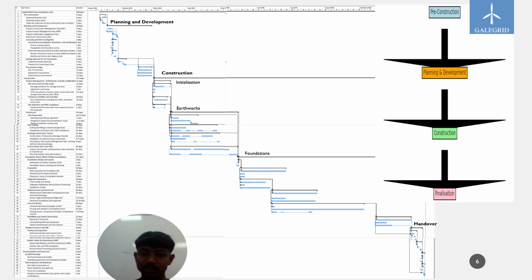This Gantt chart represents how those activities are sequenced over time. It was created in MS Project using the critical path method to show dependency between tasks. The chart highlights key phase dates, like planning is completed by late February, on-site work begins in March, and the major foundation construction continues through to mid-October. And the finalization, which is handover of the project, is at the end of October.